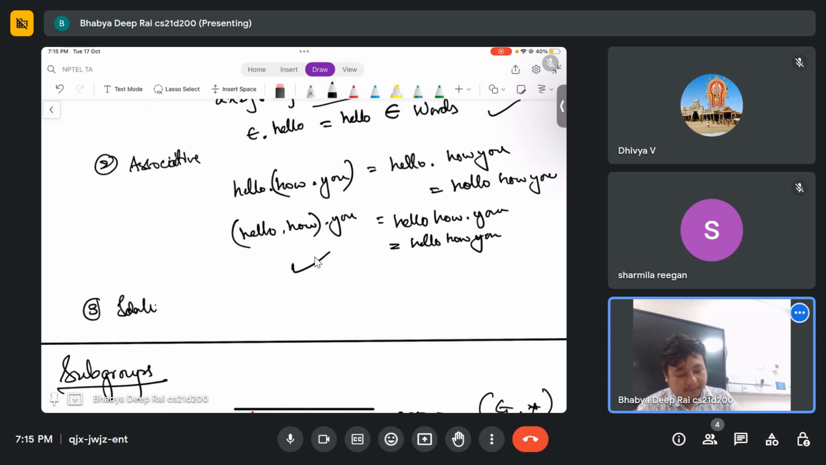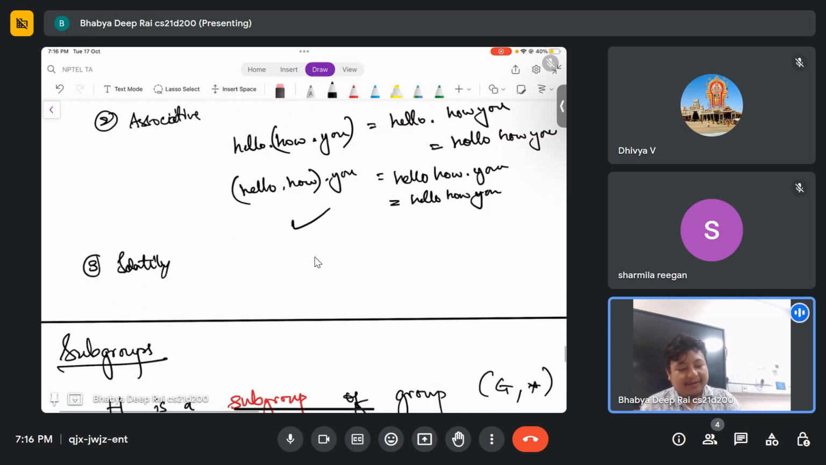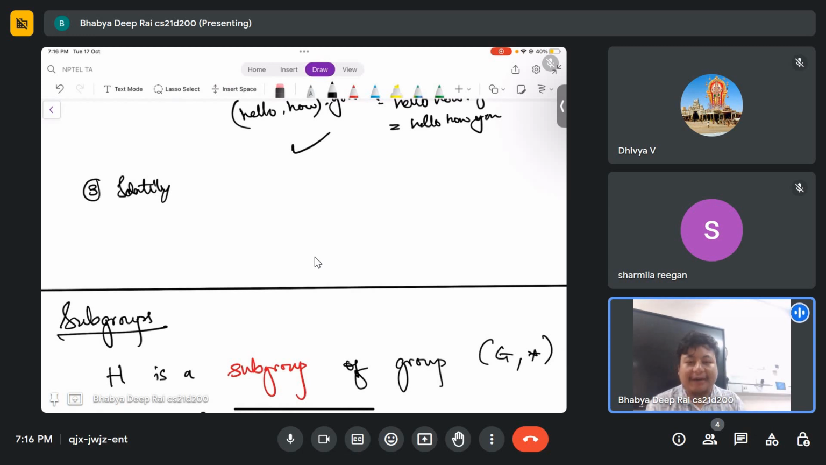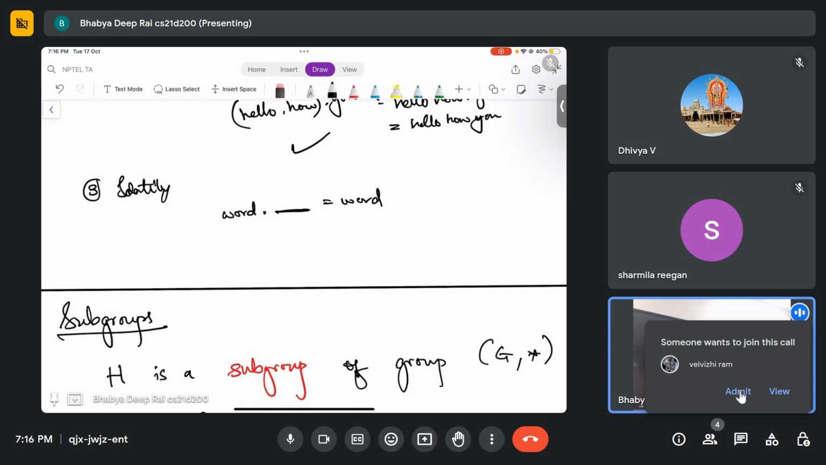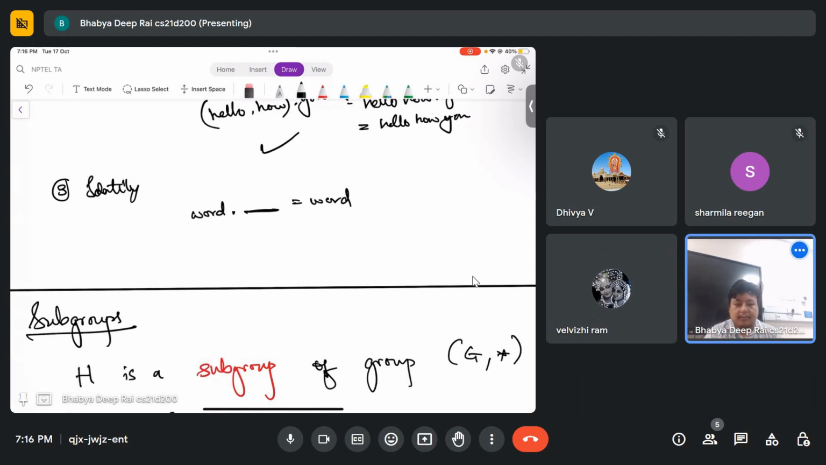Identity. Okay, I'll give you some more time to think about it. What is the identity in this case? Do I have an identity in this case? A word attached with something will give you the same word. What can I attach at the end of a word and get the same word again? That is the question.